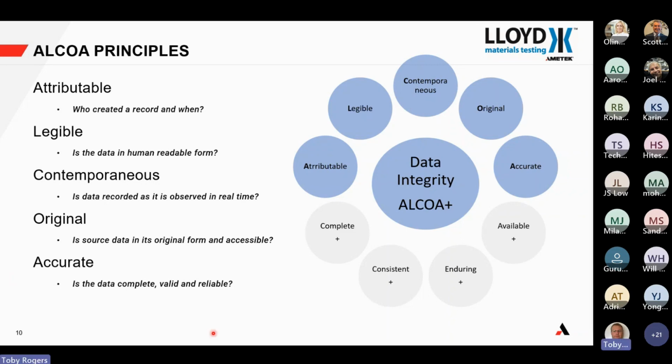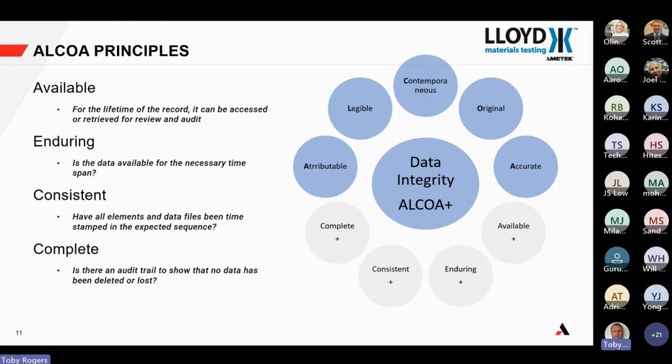So those are the 5 main ALCOA principles, but there are a further 4 which complete the set. So having collected the data, which we've done in these first 5 principles, that data's then got to be available for the lifetime of the record. And again, that will entail the audit, the IT department, to ensure that those records are stored securely for the retention period. Enduring, again, refers to the retention period.